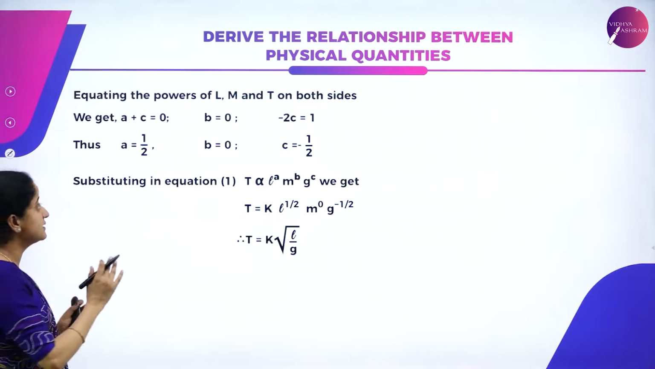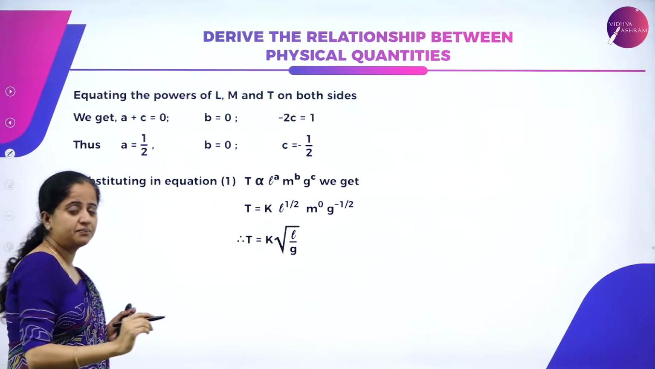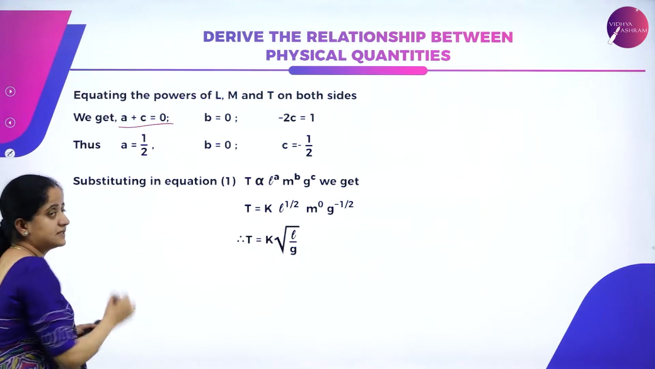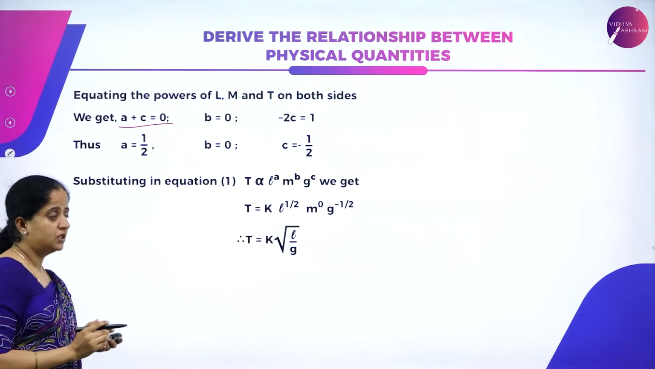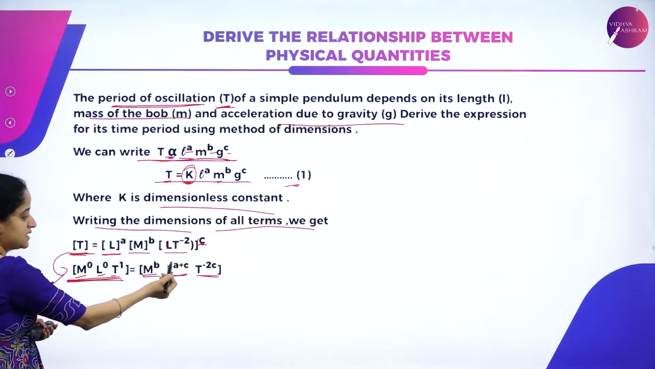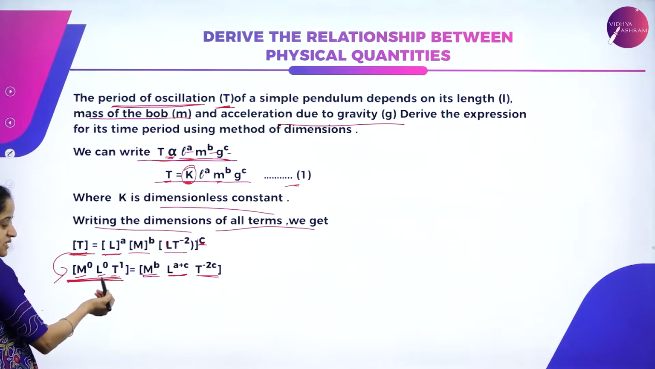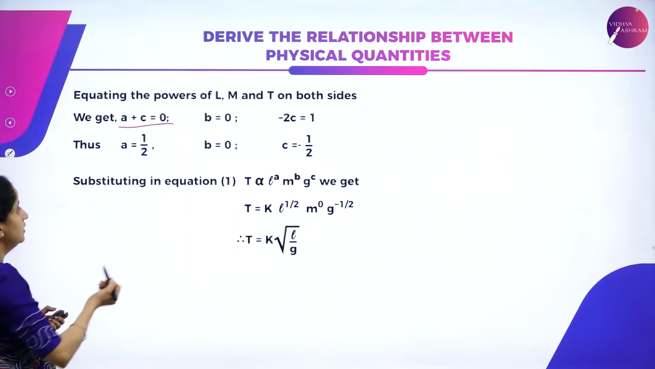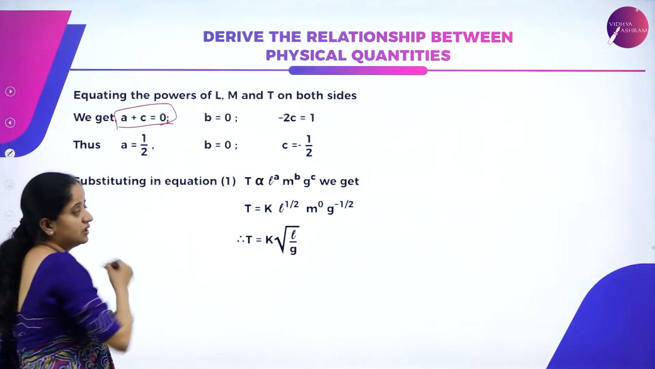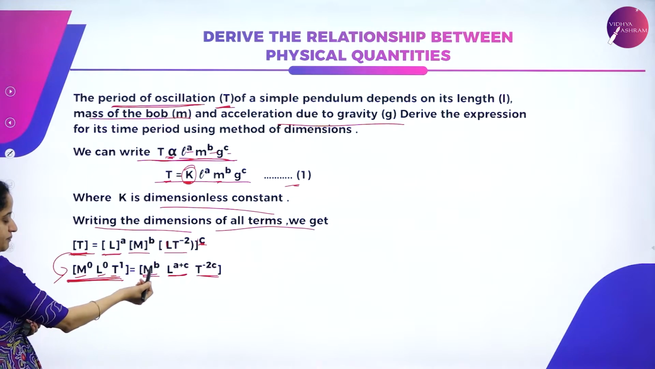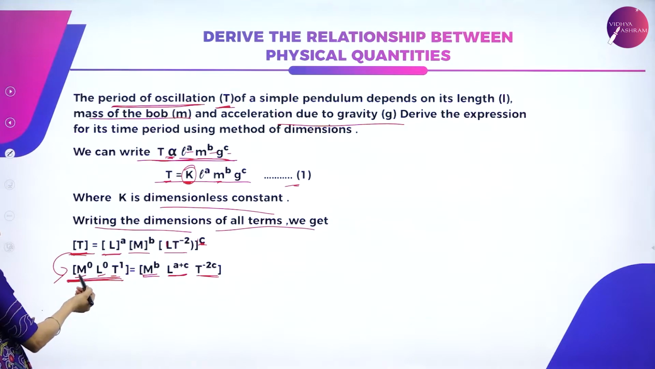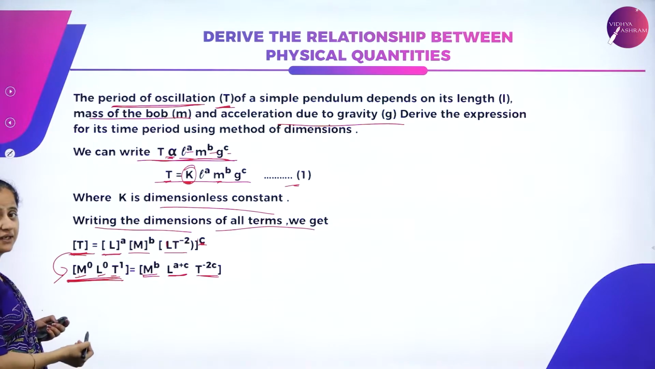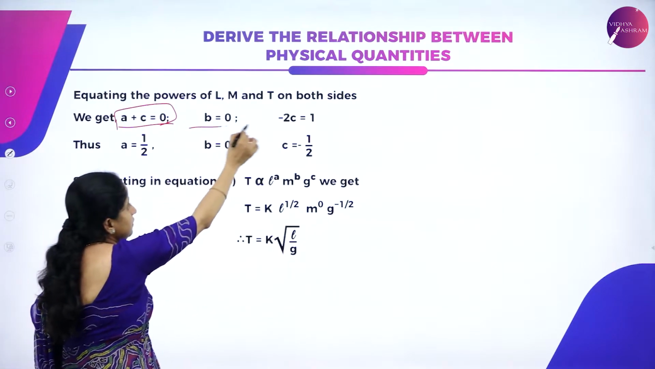So now let us equate the powers. Equating the powers of L, M and T on both sides, we get A plus C is equal to 0. How is that? See here, L raised to A plus C and L raised to 0 we have here. So we are writing A plus C is equal to 0. Next, in the place of M raised to B, we also have M raised to 0. The bases are the same again, powers can be equated and the value of B is equal to 0.